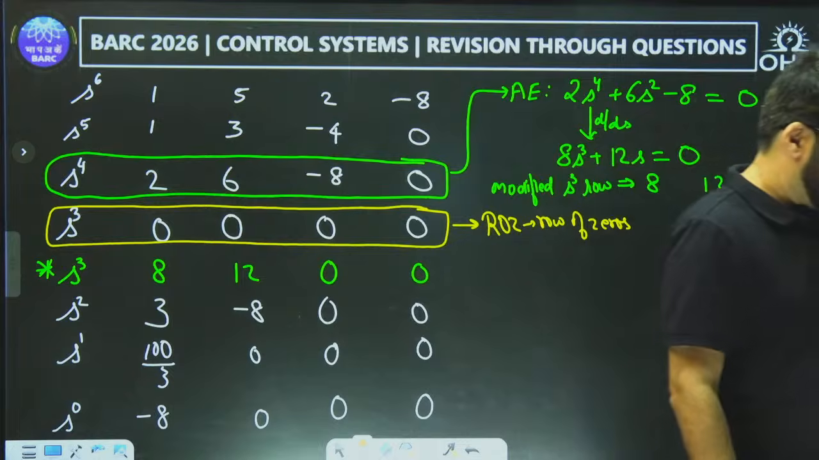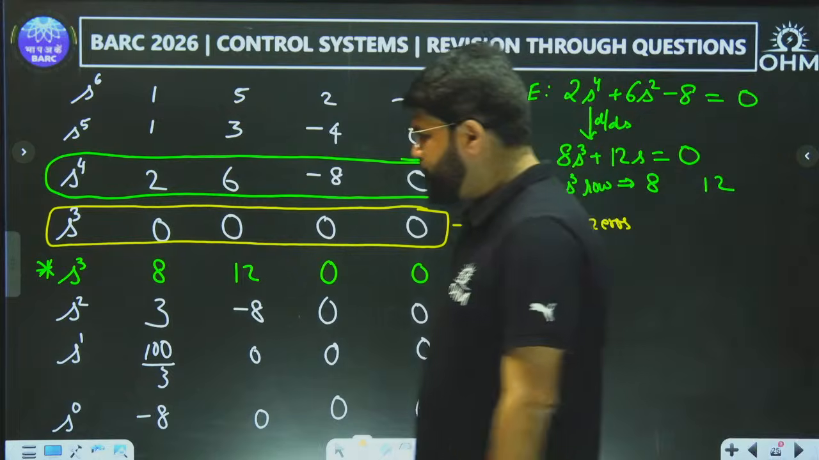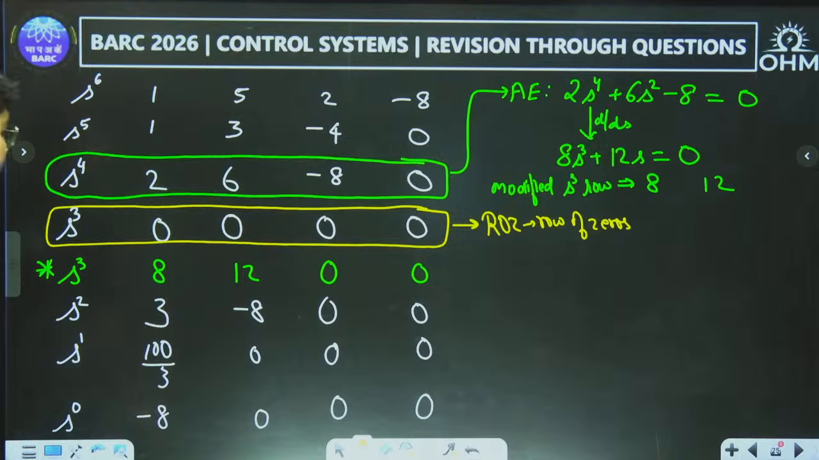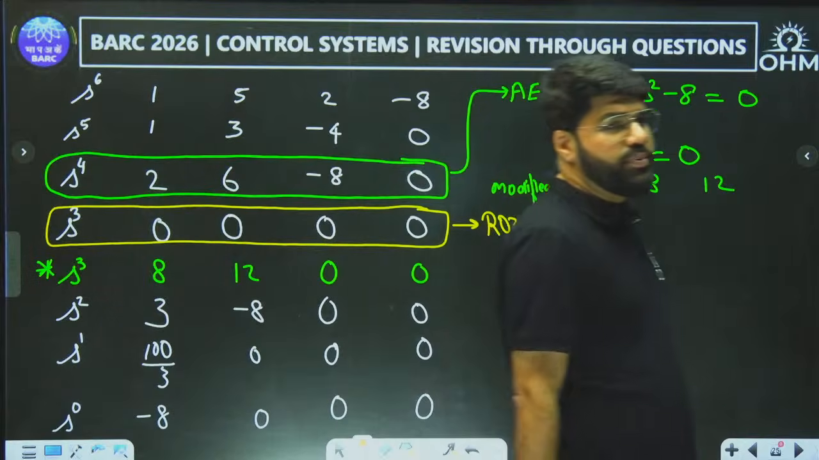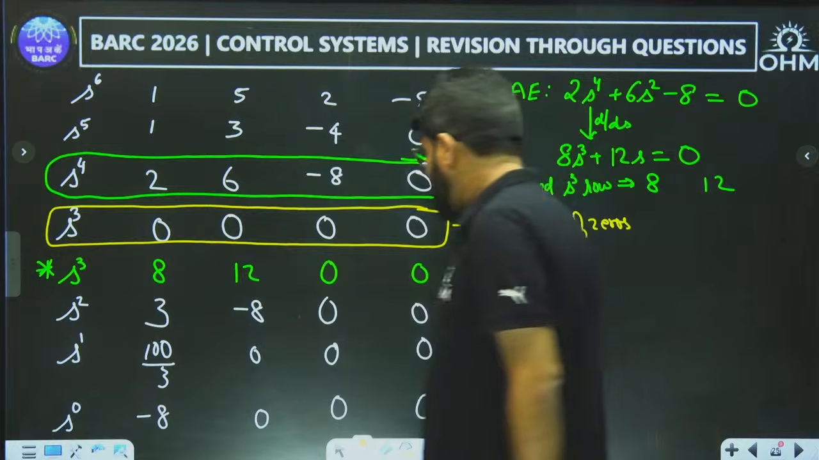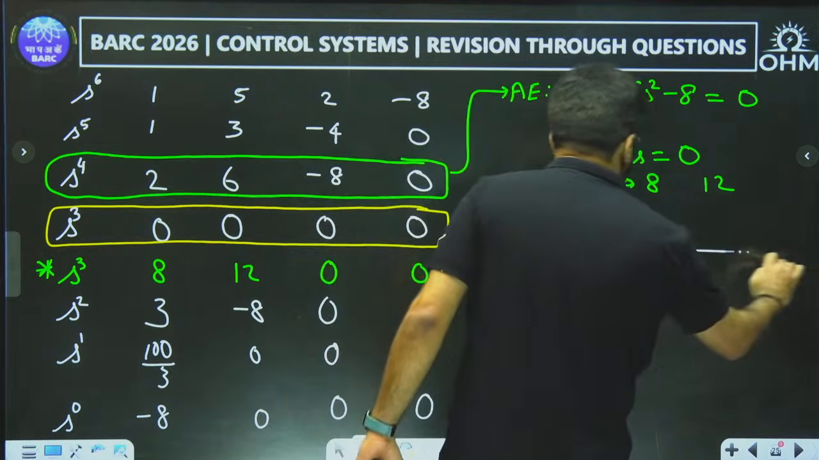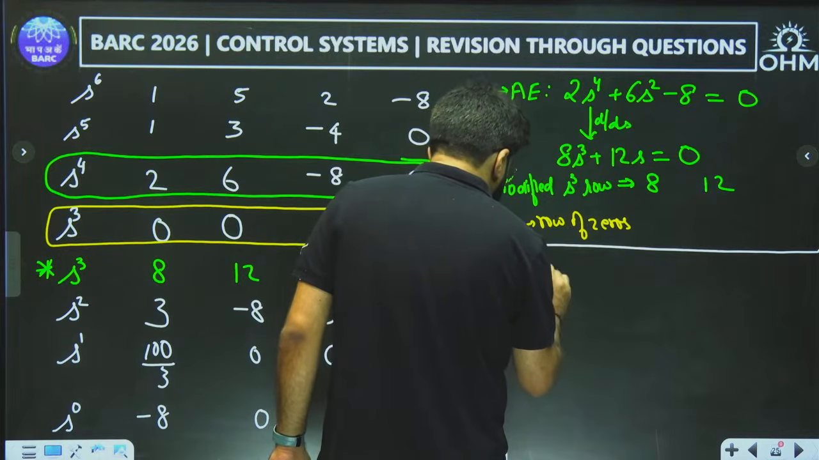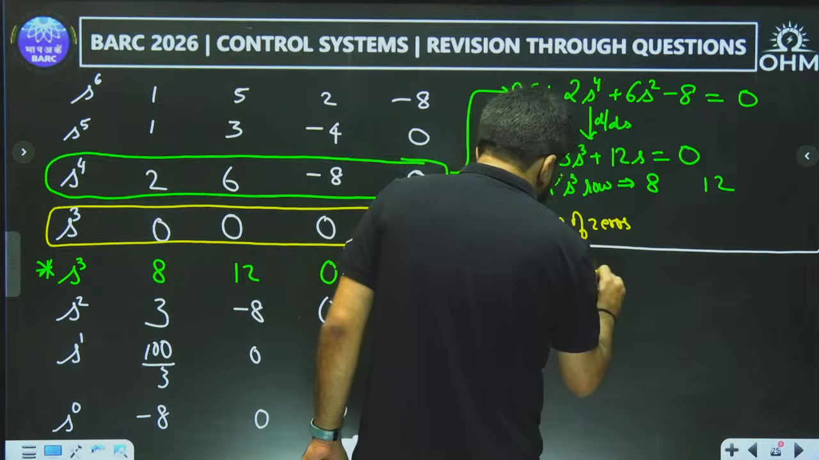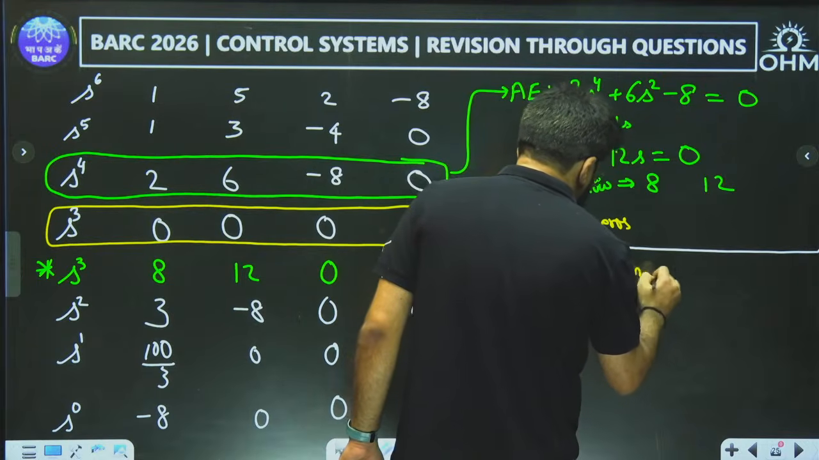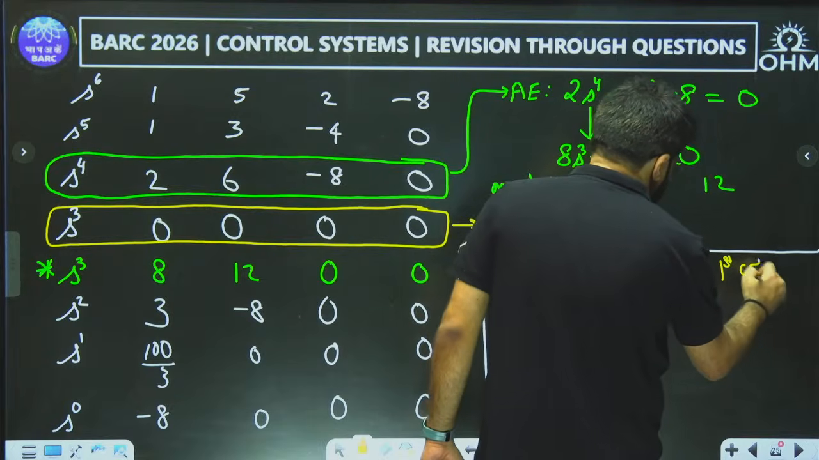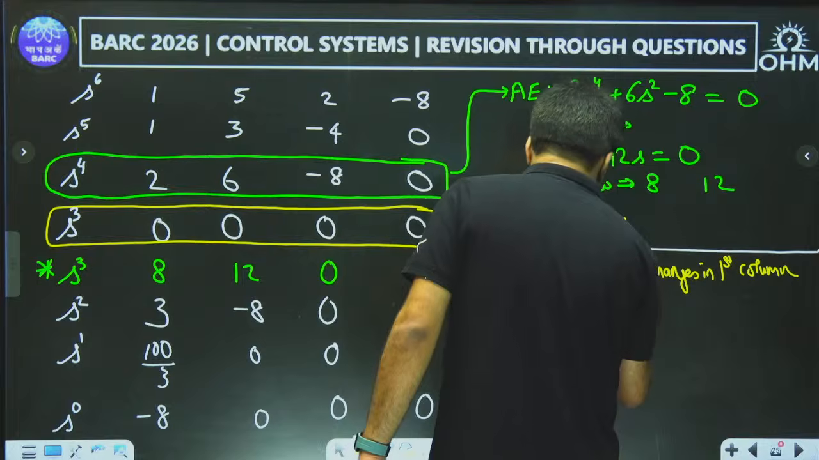My Routh-Hurwitz is clearly complete up to the s raised to the power 0 row. Now, how to comment on how many LHP and RHP roots? RHP roots are still equal to 1. Now, see, RHP roots correspond to sign changes in first column. There is no change in that theory. How many sign changes in first column?